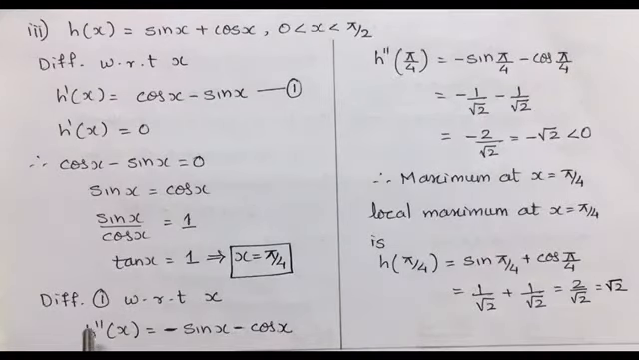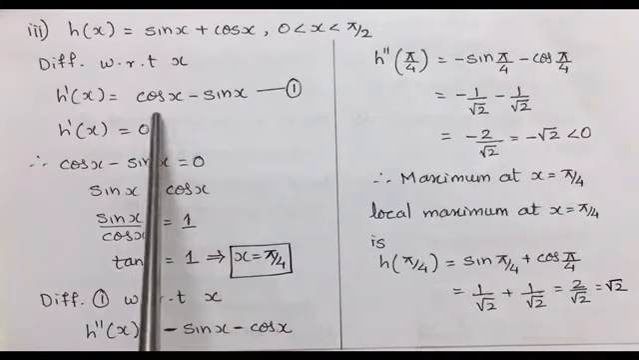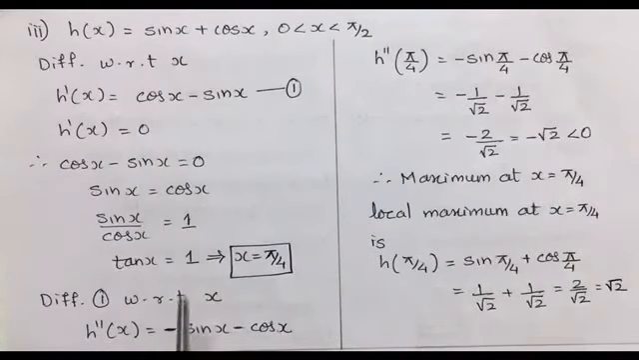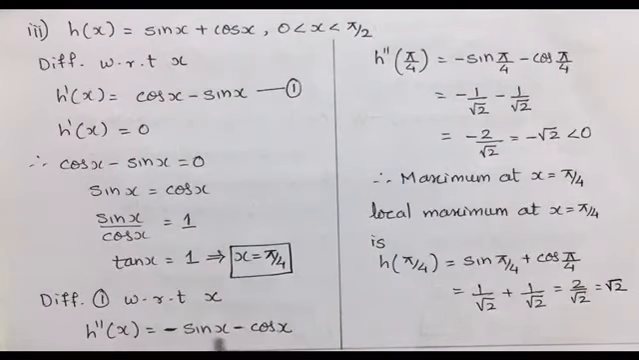Now to find out whether it is maximum or minimum, we have to go for the second derivative. So again differentiating 1 with respect to x. So cos x derivative is minus sin x, sin x derivative is cos x, but minus sign is already there. So the second derivative becomes minus sin x minus cos x.